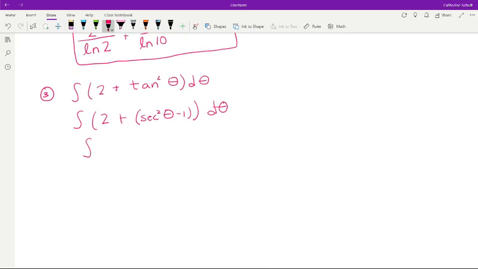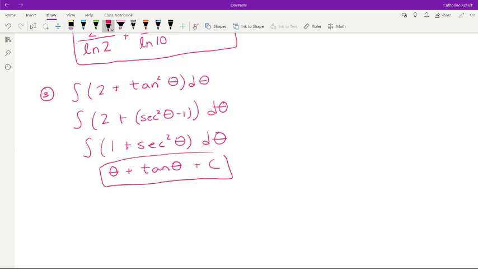Let's clean it up. 2 minus 1 is 1 plus secant squared theta d theta. All right, now let's take the antiderivative. So the antiderivative of 1 is theta plus tangent theta. And then what's the last thing we need? Plus c. And remember, you can always check your work by going in the opposite direction and taking the derivative with respect to theta in this case, okay? So we always have our checks and balances.